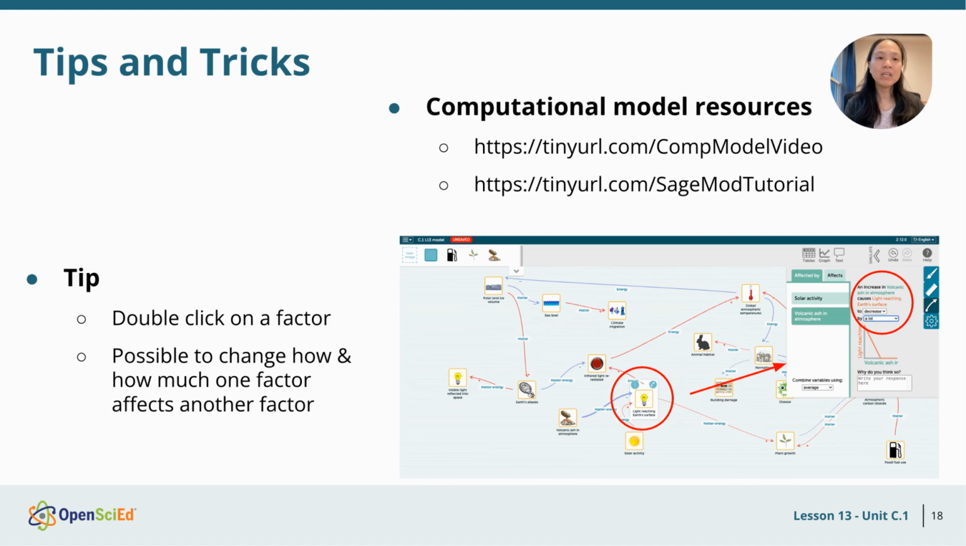For a more straightforward but less accurate way to modify the computational model, students can also double-click on a factor. A box will then pop up, as I show here on the slide, and enable them to change how and how much one factor affects another factor via the drop-down selections, as shown in the bubble. For example, we could justify that cloud seeding would change the effects of an increase in volcanic ash in the atmosphere to decrease light reaching Earth's surface from the default of a little to a lot.